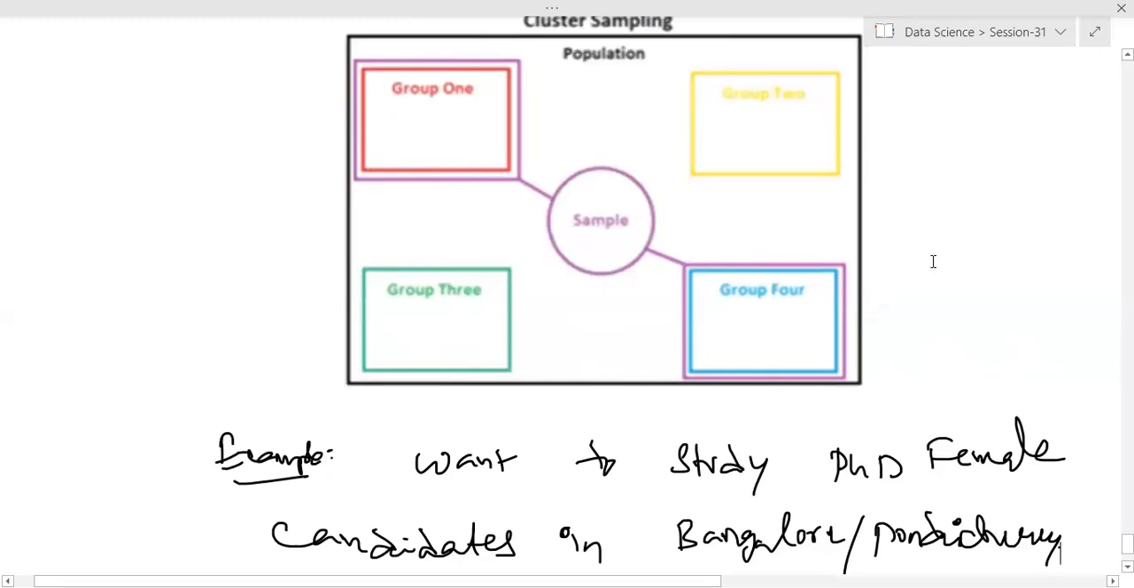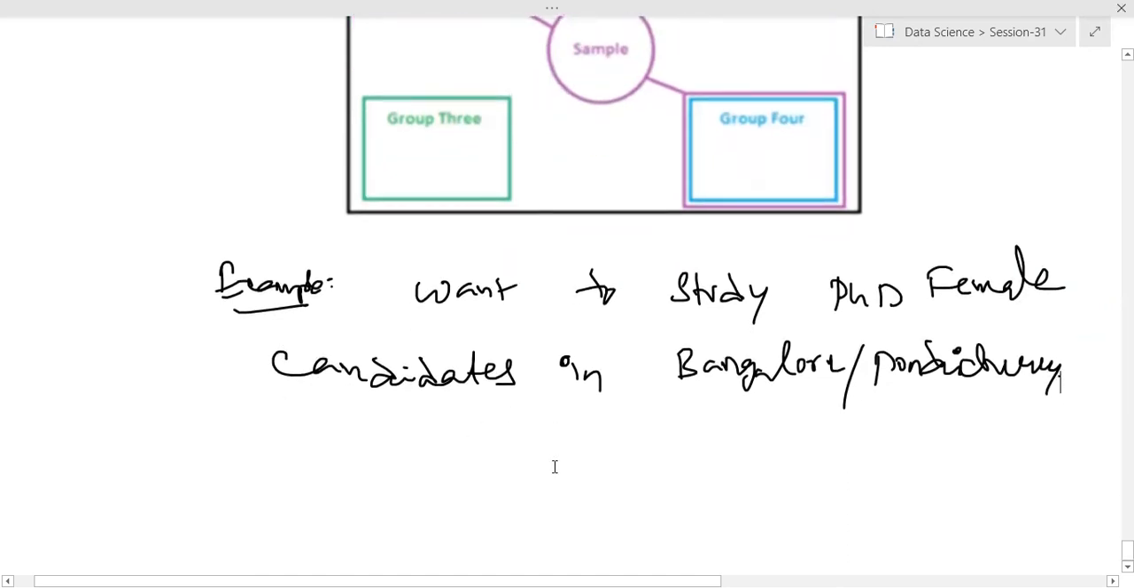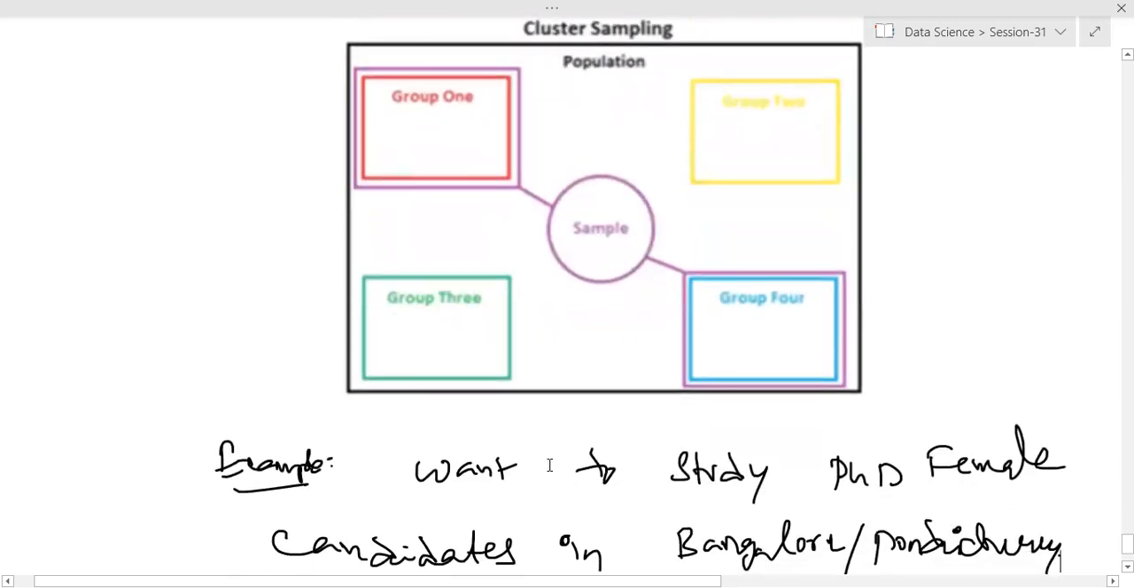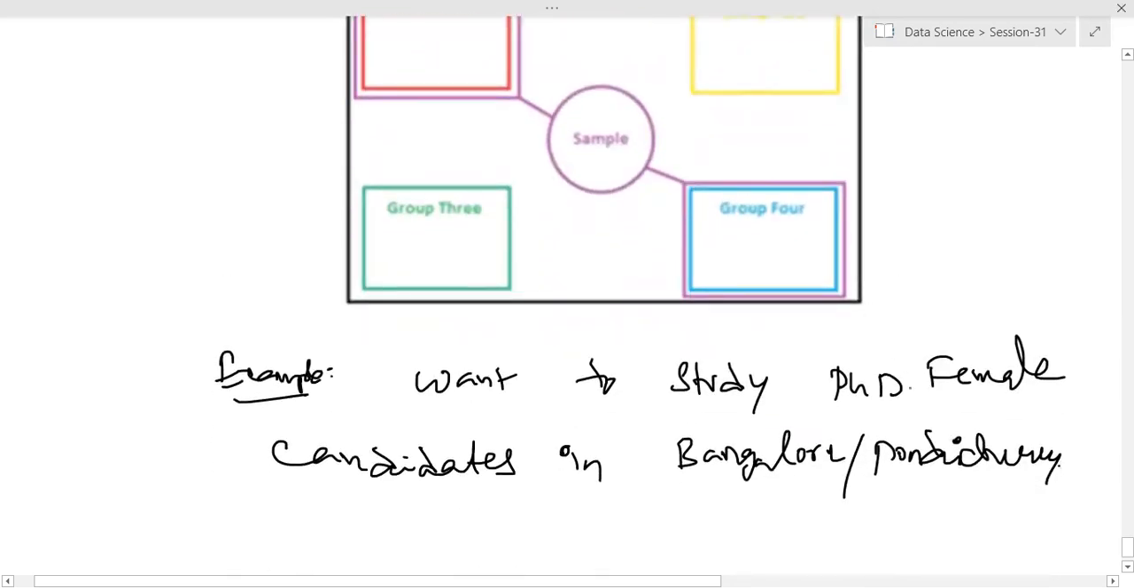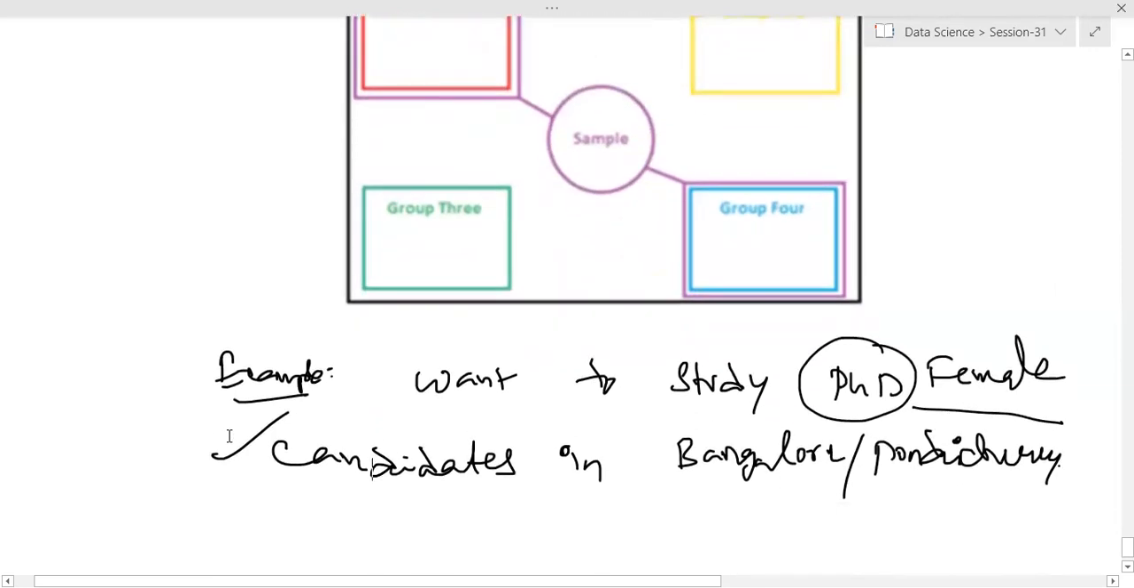Amazon wants to get a study. They have some market research, where they want to study how female PhD candidates are earning in Bangalore or Pondicherry. So the interest is very clear here. We are making a natural cluster of female candidates with a PhD qualification. We want to study their lifestyle, how they are publishing papers, how they are giving training to other research scholars, and whether they are interested in performing or leading research. Such aspects you can refer to in cluster sampling.